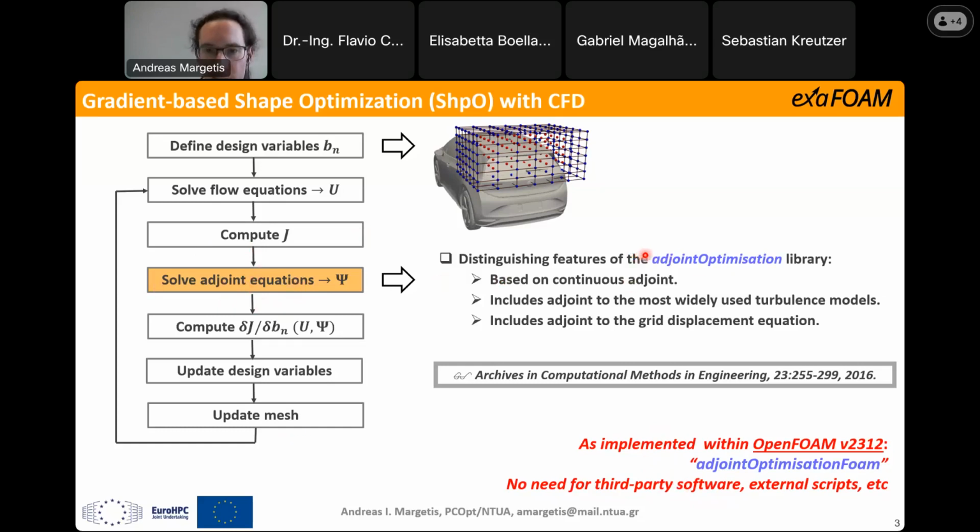The distinguishing feature of the Adjoint optimization library is that it is based on the continuous adjoint method. It includes the adjoint to the most widely used turbulence models, such as the Spalart-Allmaras and the k-omega SST, and it also includes the adjoint to the grid displacement equation. All these features ensure the computation of exact sensitivity derivatives at a cost that is practically independent of the number of the design variables. If you want to learn more about the adjoint method and its implementation within the adjoint optimization library, you may refer to this article that you see here.